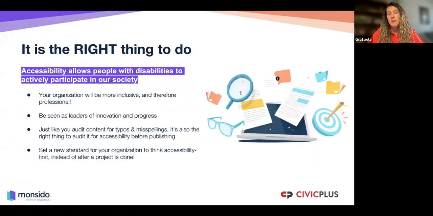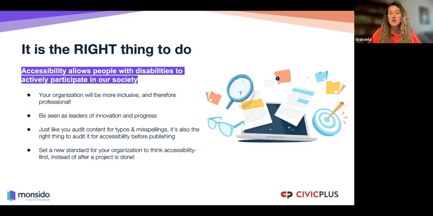Bear in mind that accessibility is just the right thing to do. It allows people with disabilities to actively participate in our society and in our organizations, but it also speaks very loudly to what kind of organizations you are today. It makes you look more inclusive and therefore much more professional in the outsider's eyes. Also, those of you who are preaching and advocating for accessibility are seen as innovators and progressive organization leaders. So enforcing that it is the right thing to do, and it's not something that we're doing because there are requirements to be done.